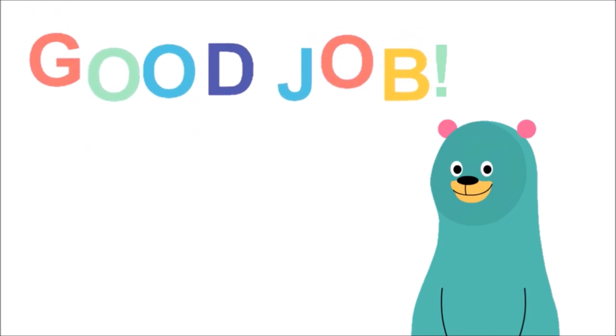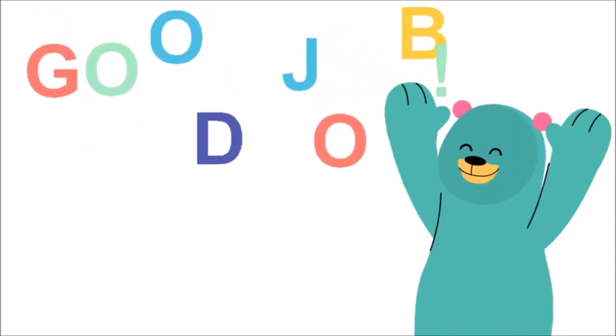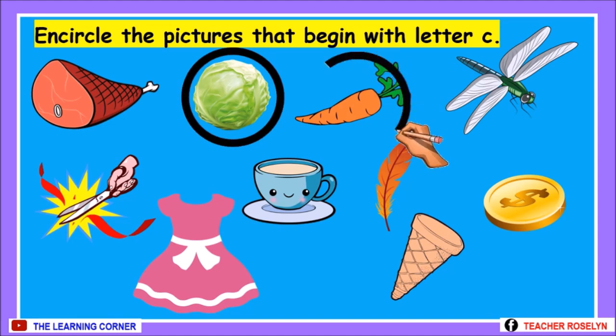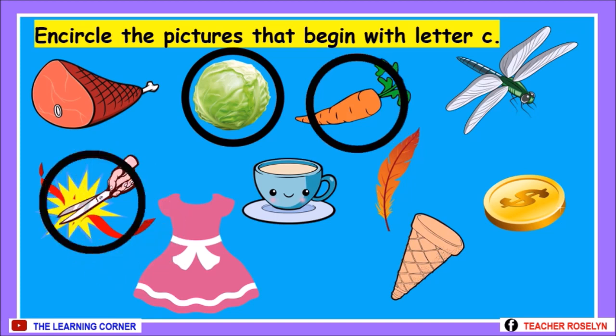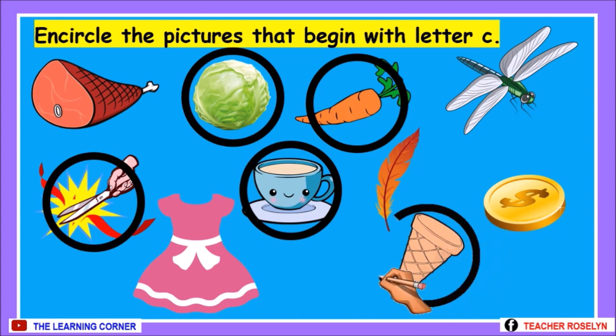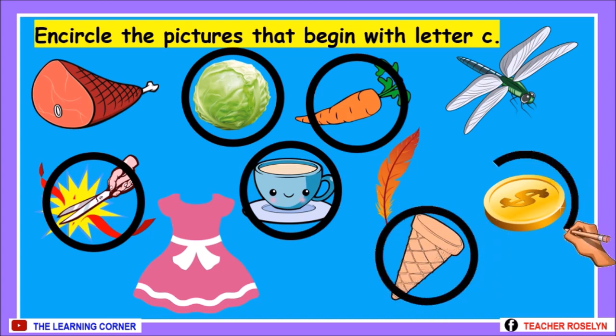Good job! Now, let us do some activities. Encircle the pictures that begin with letter C. Which of these pictures begin with letter C? Cabbage. Carrot. Cut. Cup. Cone. Coin. These are the pictures that begin with letter C.